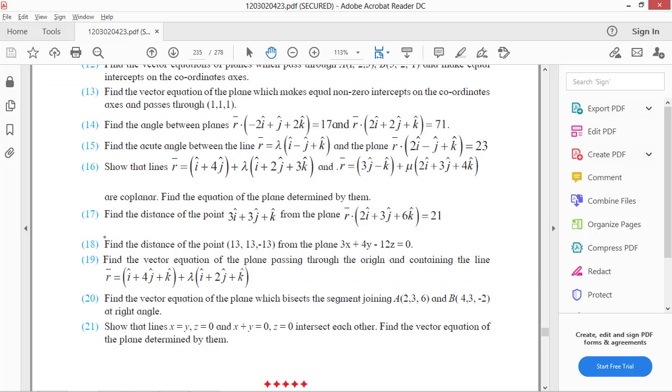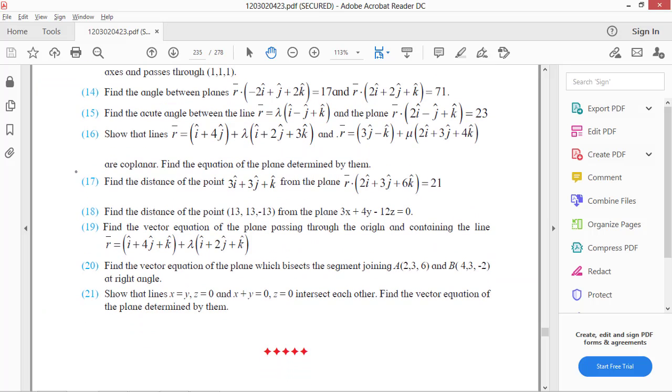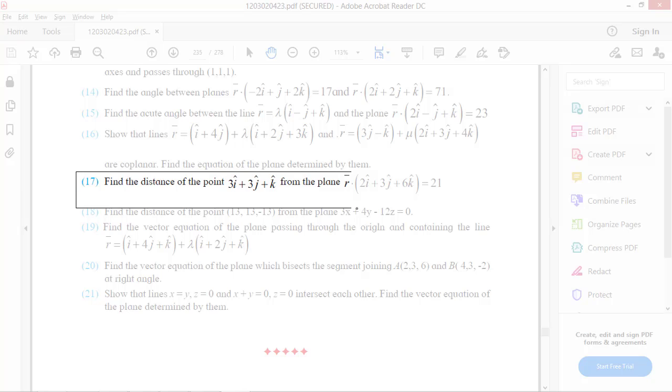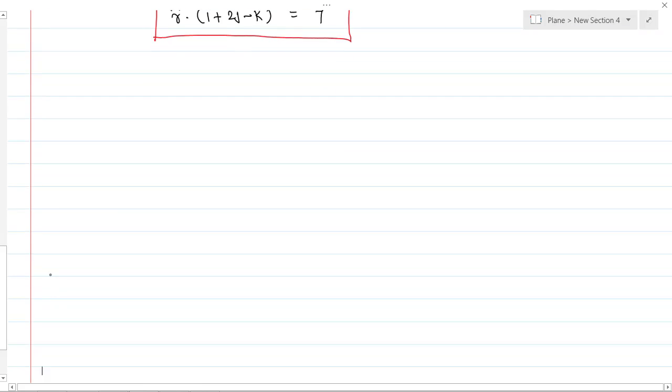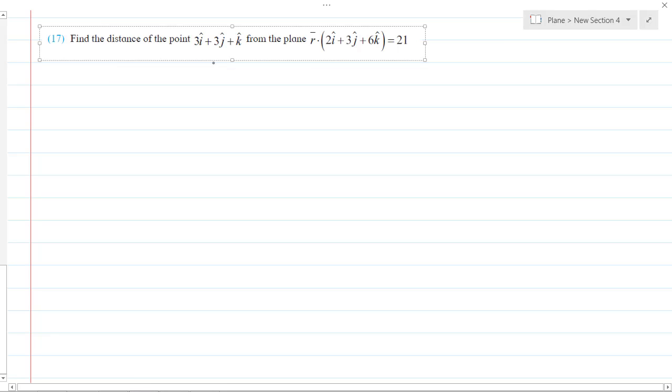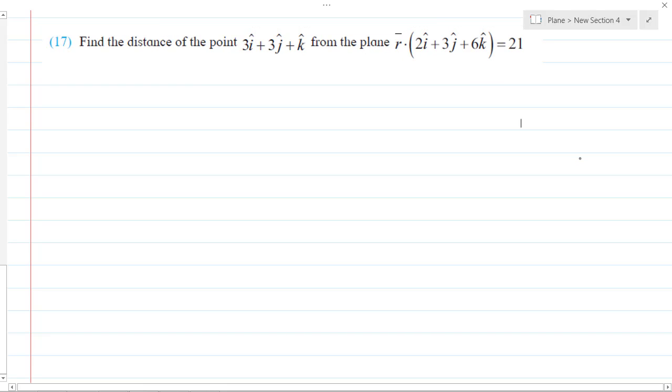The question number 17. Find the distance of the given point from the plane. Okay, these are distance formula based questions and these are also very important. See, the questions which we have solved in the previous video and this video, you can expect all of these in your main exam. Okay, these all are concept based questions.